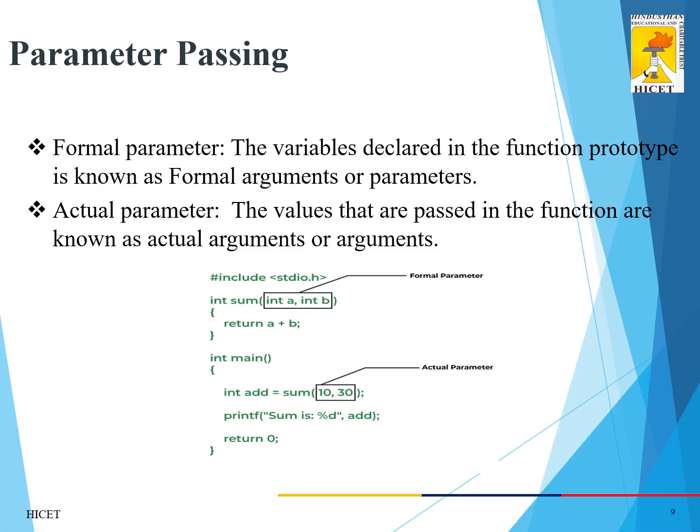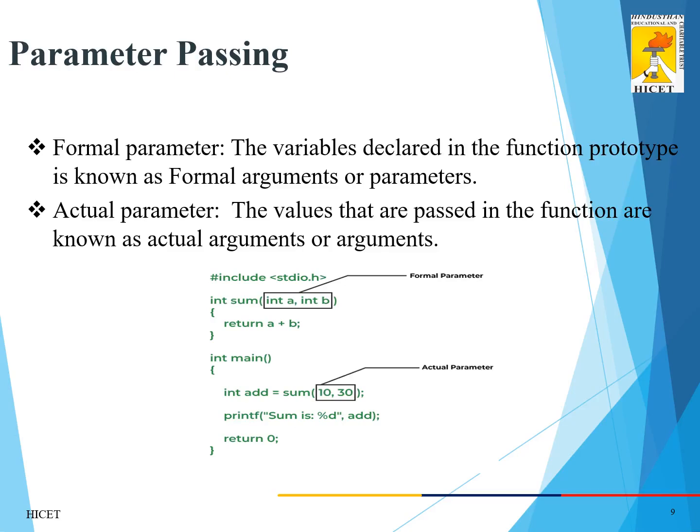Next, we will see parameter passing. There are two terms we use, formal parameters and actual parameters. First one, formal parameters. They are variables that we declare in the function definition. They are like empty containers that will hold the values when the function is called. Actual parameters are the real values that we pass to the function during the function call.